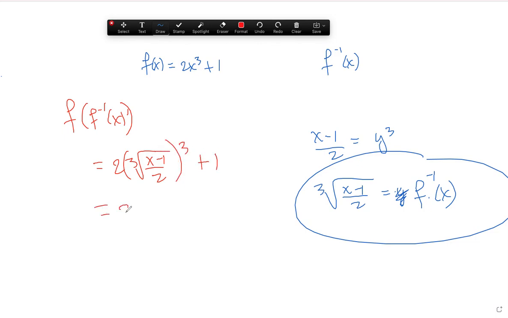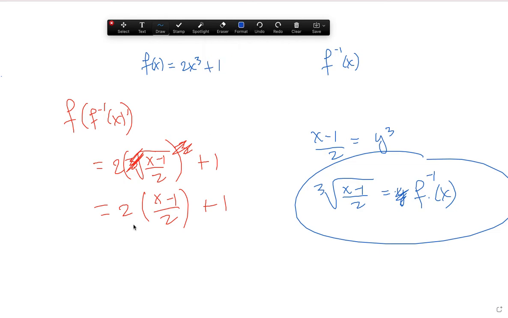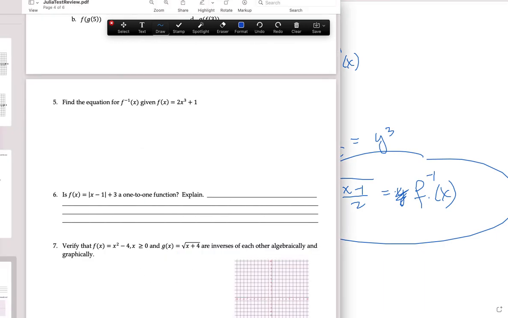All right, if we simplify that, we get 2 times the cube root and the cubing get rid, so we get 2 times x minus 1 over 2 plus 1. And then the multiplying by 2 and dividing by 2 get rid. So in the next step, we're going to get x minus 1 plus 1, which is x. We're done. We've verified that we found the correct inverse. Fair?